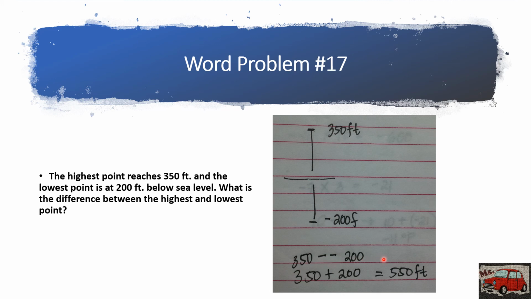So, again, that is adding the opposite. So, the minus will become add. And the opposite of negative 200 is positive 200. So we have 350 plus 200 and the answer now is 550 feet. So that is the difference between the highest and the lowest point.